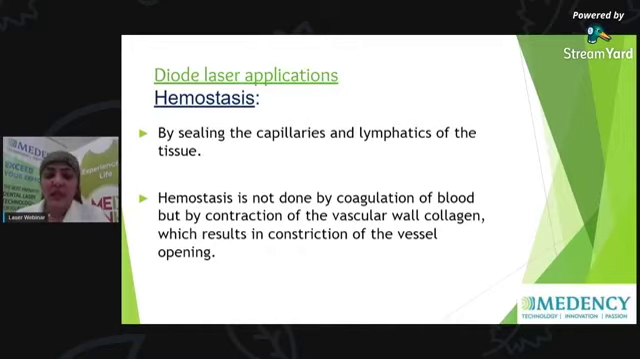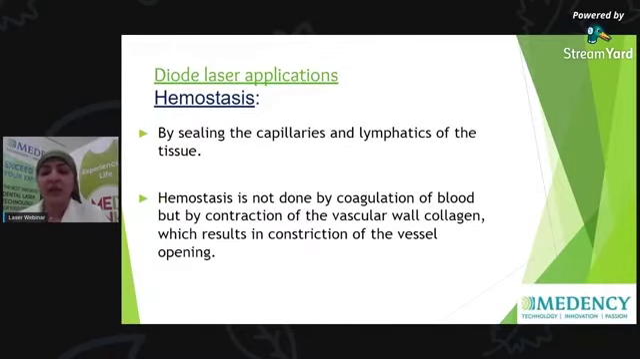Okay, hemostasis. As we all know, we always face a problem of bleeding while working on the patient. We always want a blood-free environment, so hemostasis is one of the most important applications. What the laser does while you are hemostasing the tissue is sealing the capillaries and the lymphatics of the tissue. Hemostasis is not done by coagulation of blood, but by contraction of the vascular wall collagen, which results in constriction of the vessel opening.